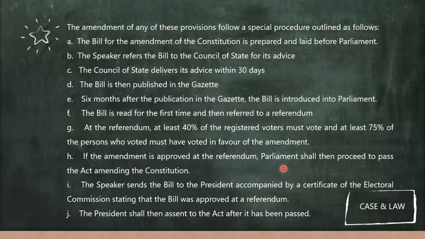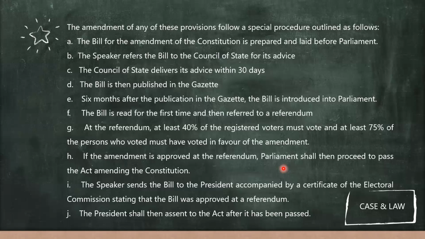It's understandable that the number is 40, because of course not many people may show interest, even though such an amendment may have an effect on the life of every Ghanaian. But it has been pegged at 40% just so that we are not overly ambitious. So we have 40% of the registered voters, and at least 75% of the persons voting must say yes, that they want it. Good. So if the amendment is approved at the referendum, then Parliament shall proceed to pass the act amending the constitution.